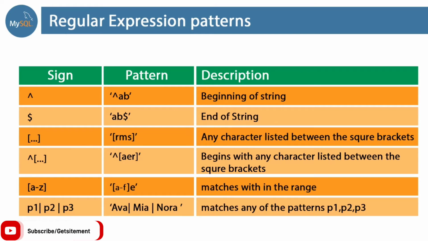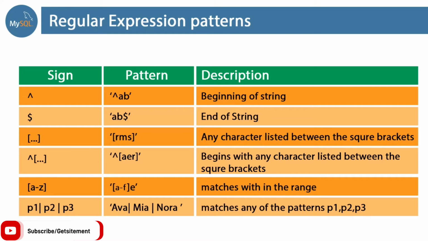And last you can see pipe signs. Here we can set our different patterns. You can see I type 3 names in our pattern, Eva, Mia and Nora. Between them I use pipe sign. So it's going to find all the result if the string contain this name, and we can use any of this sign to create this pattern. Don't worry about it. I'm going to show you the practical.